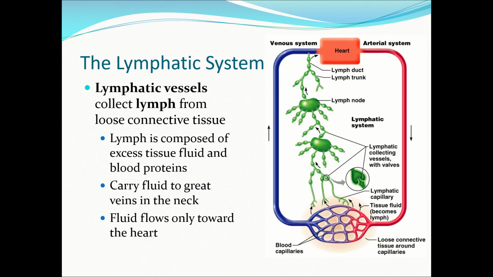Lymphatic vessels collect lymph from loose connective tissue. The lymph is composed of excess tissue fluid and blood proteins. It carries fluid to the great veins in the neck, and fluid flows only towards the heart.